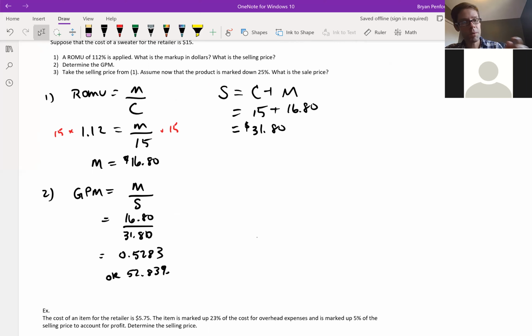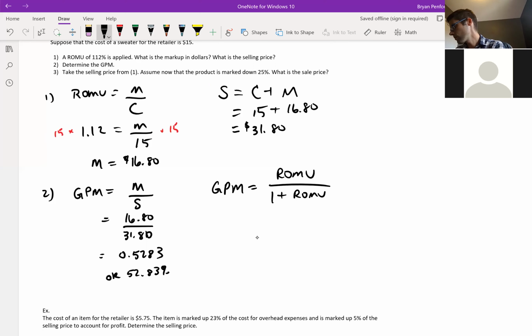An alternate way to do it would be to use the rate of markup. So I could also say that the GPM is equal to, what is it? I think it's rate of markup over 1 plus rate of markup. Is that the formula I want? I think that's the one. Where are my notes at? Yeah, okay. So this one also works.